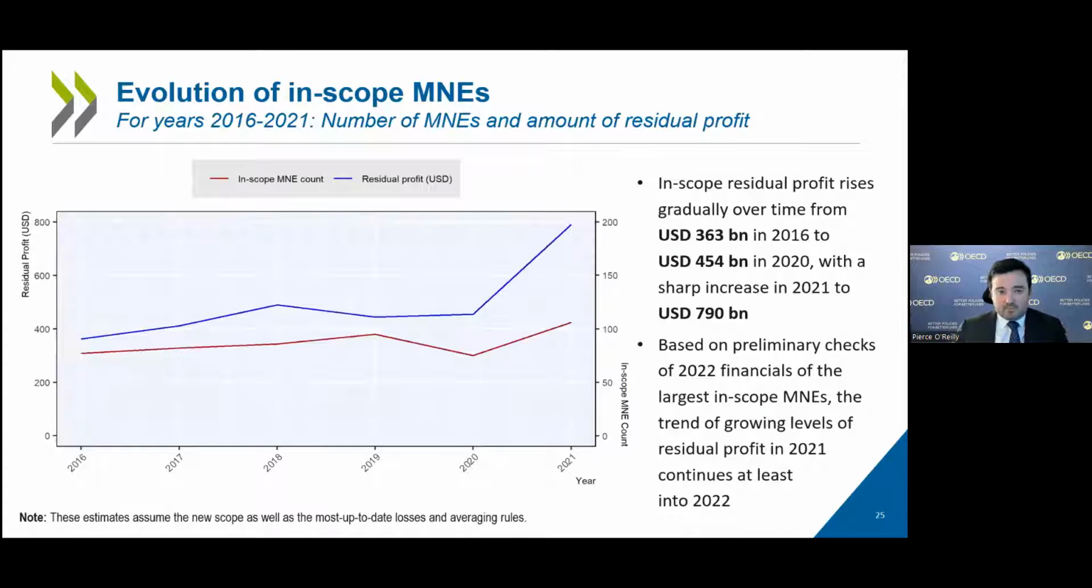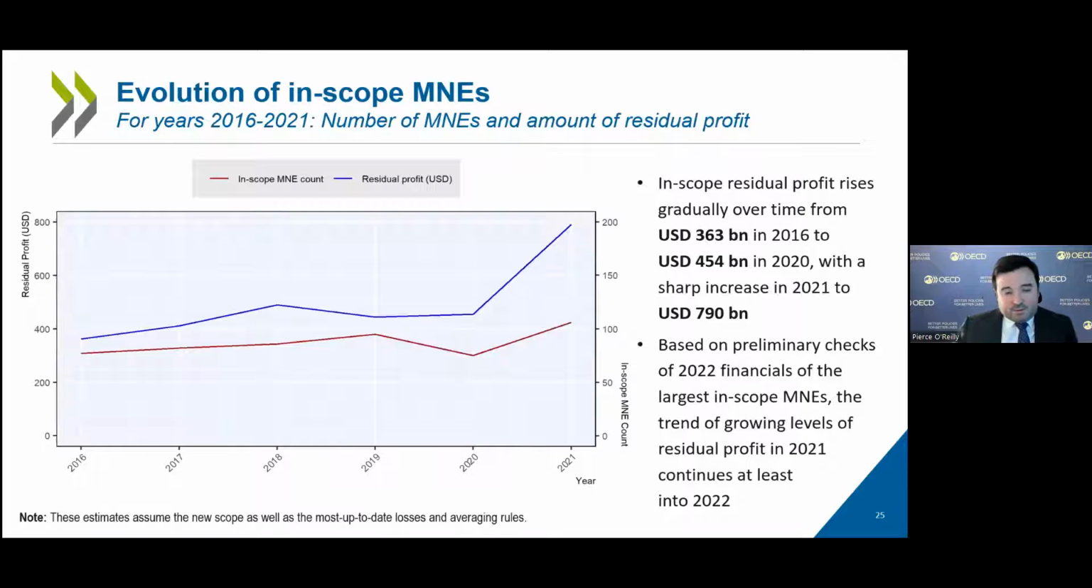the red line. And so what that means is that the amount of profit that's being allocated under Amount A in our analysis is rising over time. But that increase is more due to the MNEs that are in scope, and the MNEs that stay in scope. They are getting more profitable and they're getting bigger. So the increase in revenue is not really driven by new MNEs coming into scope. It's the existing MNEs that are in scope and stay in scope that have gotten bigger and more profitable over time.